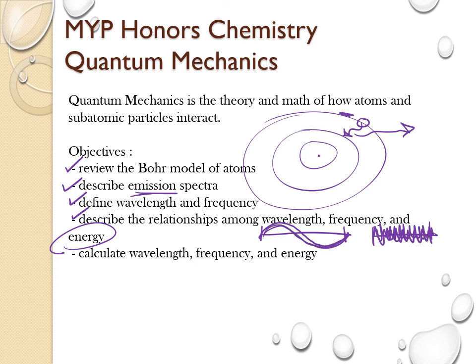So long wavelength, low frequency, low energy. Short wavelength, so short you can't even see it, high frequency, high energy. And then we did some calculations. Remember that the speed of light is equal to the frequency times the wavelength. Energy is equal to Planck's constant times the frequency, or Planck's constant times the speed of light divided by wavelength. Good work, my friends.